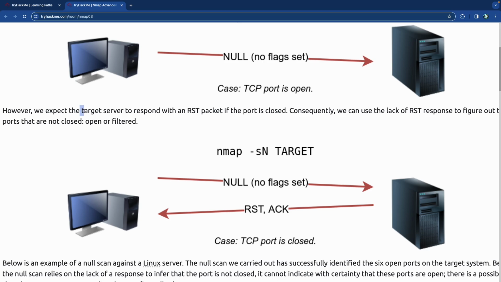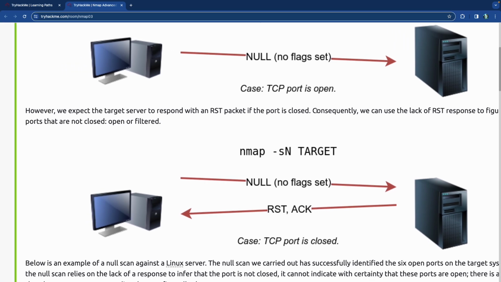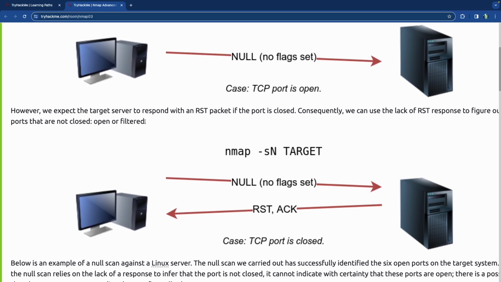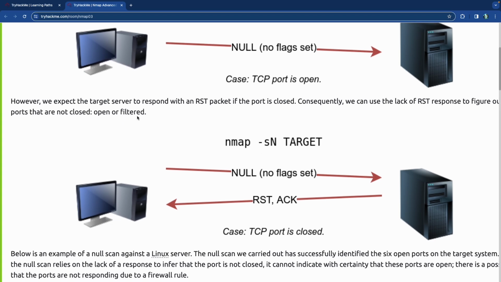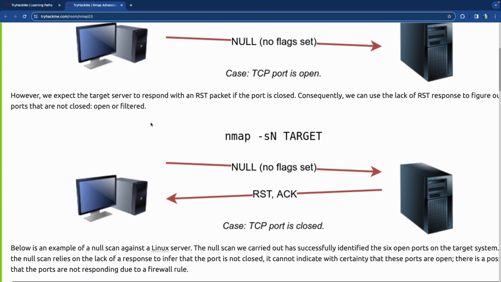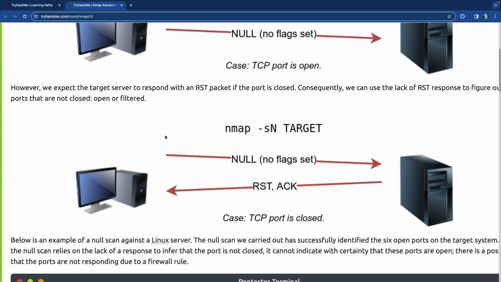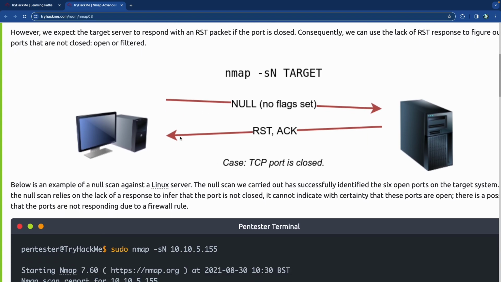It says we expect the target server to respond with a RST packet if the port is closed. Consequently, we can use the lack of RST response to figure out the ports that are not closed, which is open or filtered. So if you do this type of scan, if the port is not closed, Nmap is going to come back with an open or filtered, or open|filtered kind of response. Based on that, it's guessing, so to speak: these things didn't come back as closed, so they're either open or they're filtered.